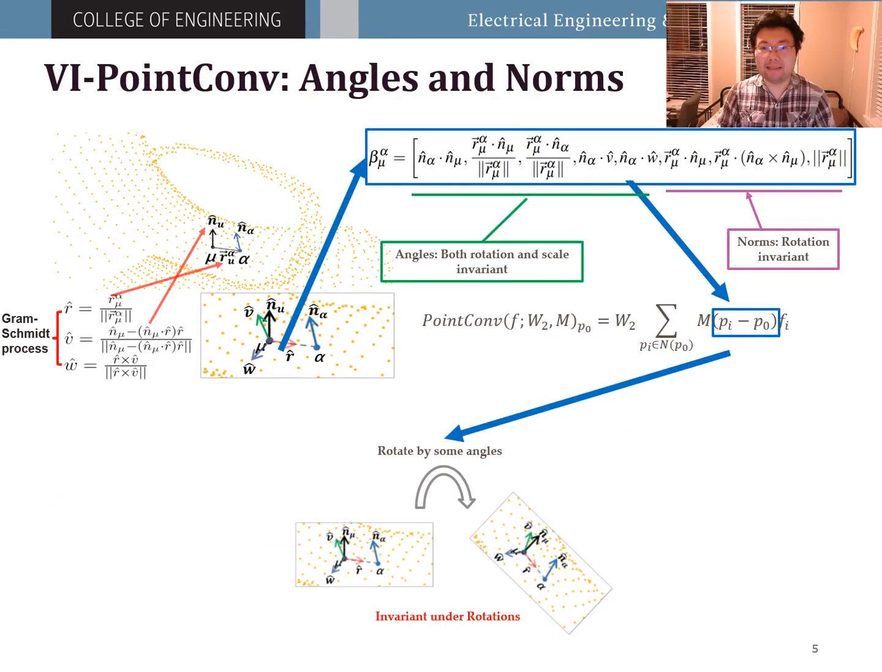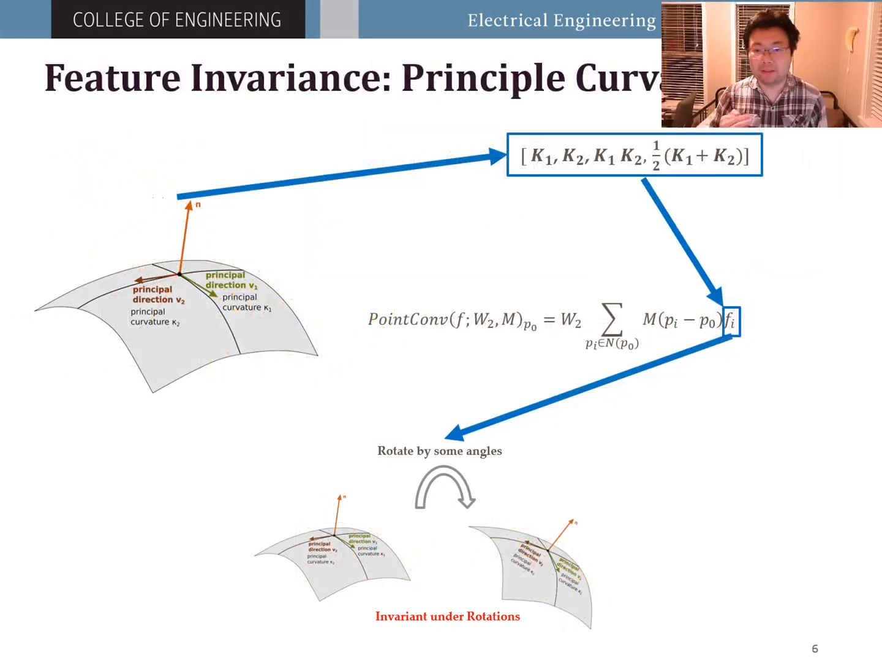So the main idea of the paper is to, instead of using the Euclidean relative coordinates pi minus p0, use a number of angles and norms which we can make to be invariant to rotations and scale. In terms of feature invariance, instead of using the regular XYZ feature, we could use principal curvatures to make them invariant.